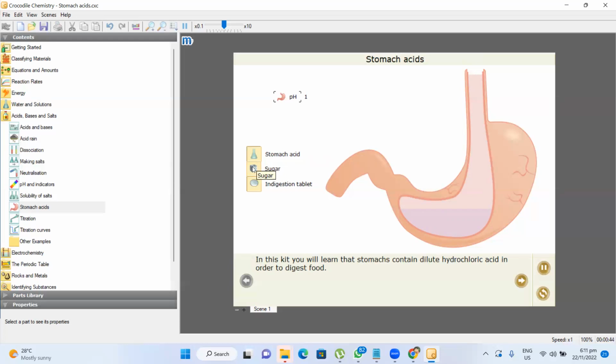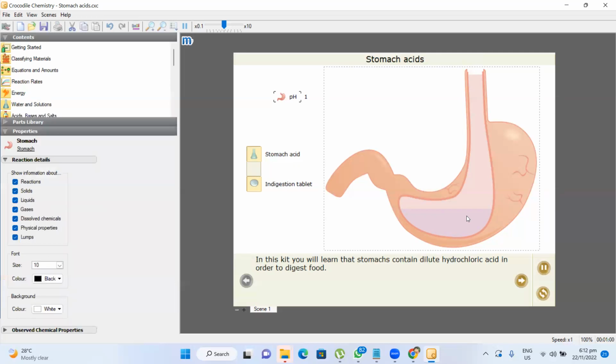Let's put in sugar. When you put sugar into the stomach, what will happen? You can see here this is sugar and it digests. How does it digest? Because it reacts with HCl in the stomach, and therefore it digests. But when you put an indigestion substance, sometimes when stomach acid is high, you are putting in an indigestion substance.